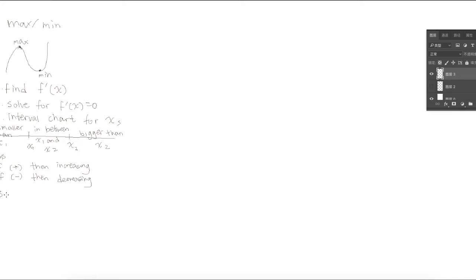So now you need to substitute the x's back into the original equation in order to find the corresponding y's, so you have complete max points and min points. Now, to reinforce your learning, let's do an example.